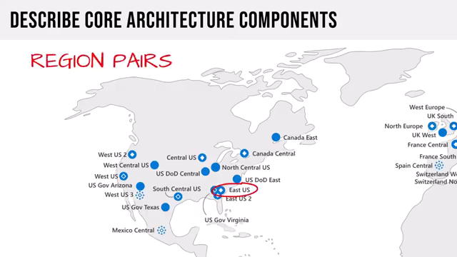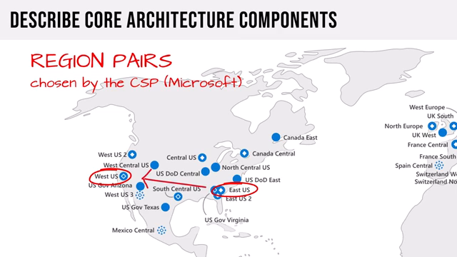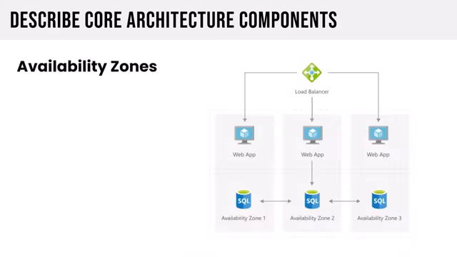So region pairs, for example. You'll find that there is a pair, a primary and a backup, chosen by the CSP, Microsoft in this case. Generally speaking, there's 300 plus miles between those 2 data centers, and your various services, like the storage platform, like the database platforms, have configurations that facilitate automatic failover of those services to the backup region. So if a region goes down, you're not dead in the water necessarily.